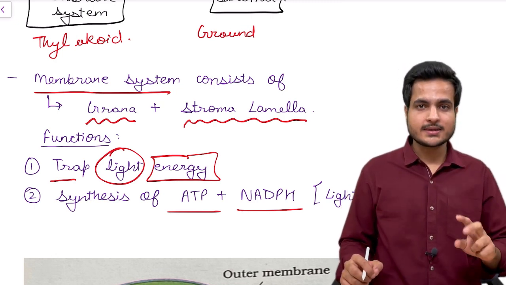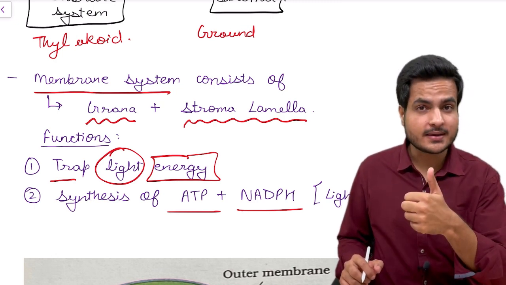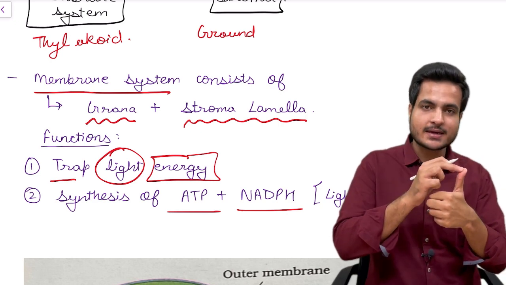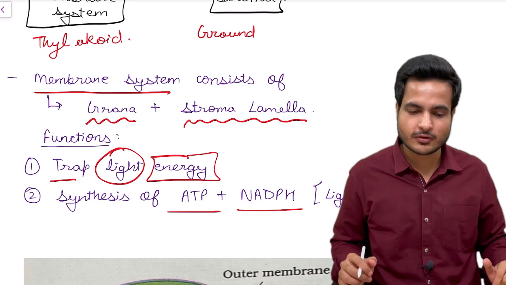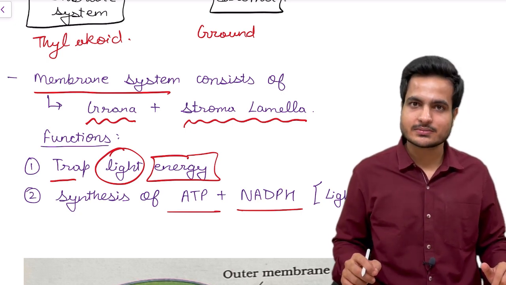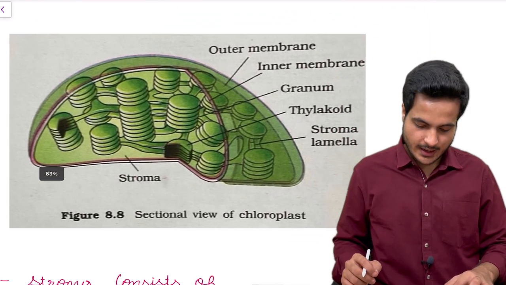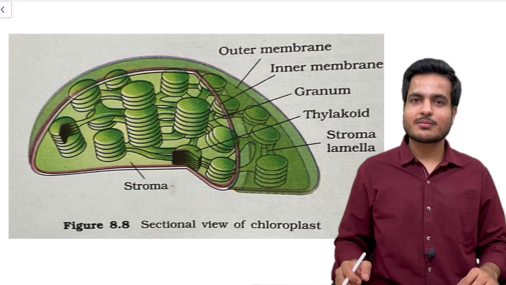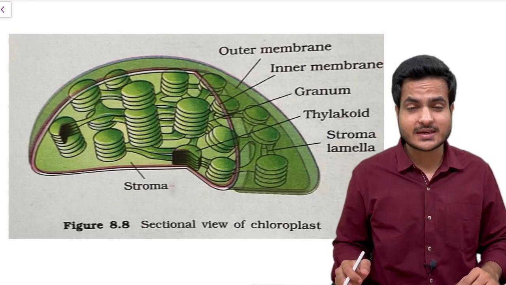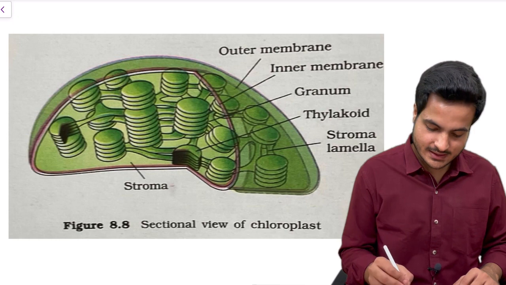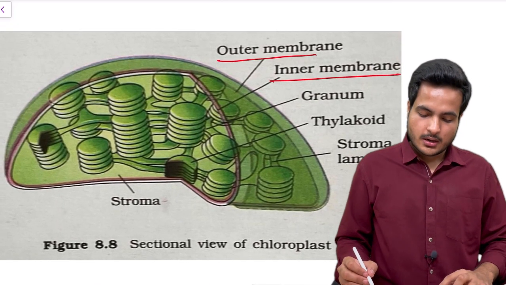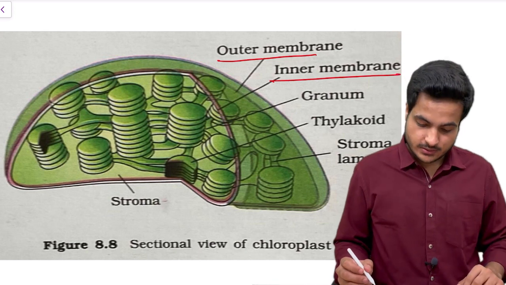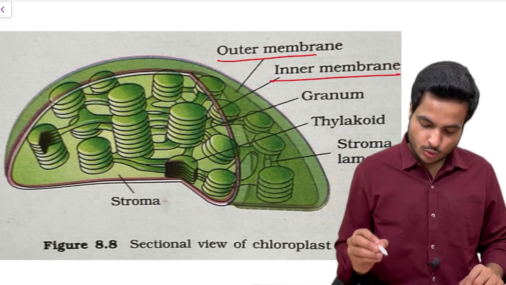So two important things. First of all, it will trap light energy and it will convert this light energy into chemical energy by forming ATP, that is adenosine triphosphate, and NADPH. And now let's talk about the diagram of chloroplast mentioned in NCERT. So here you could easily see we have an outer membrane and an inner membrane. Therefore it is a double membrane structure, and here we have two things.